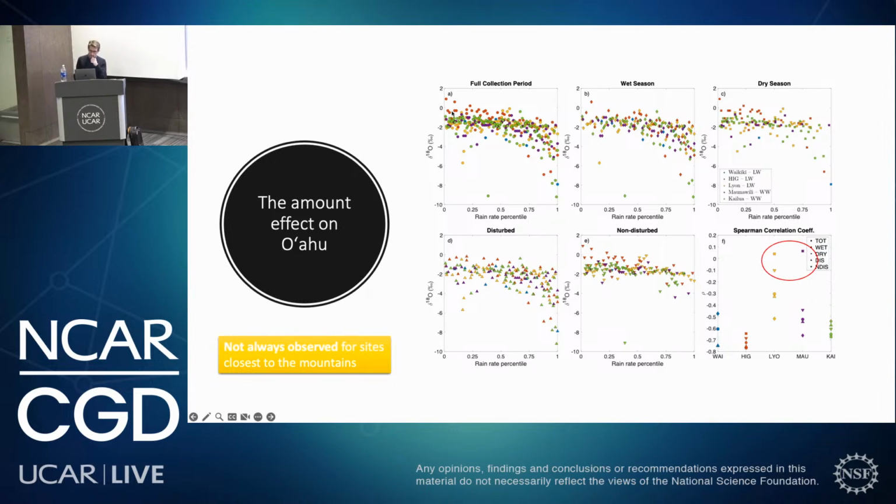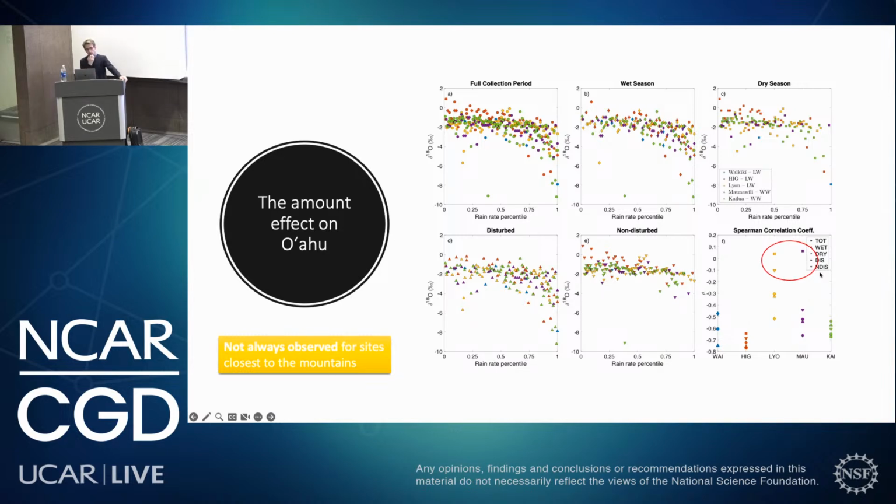And the top left is the full collection period, and then we separate it in wet season here, top center, dry season, top right. And then bottom left is weeks that had disturbance. Bottom center is weeks that had no disturbance. And here on the bottom right, I'm showing for each one of the sites that we have, we computed the Spearman correlation coefficient for all the different collection periods.